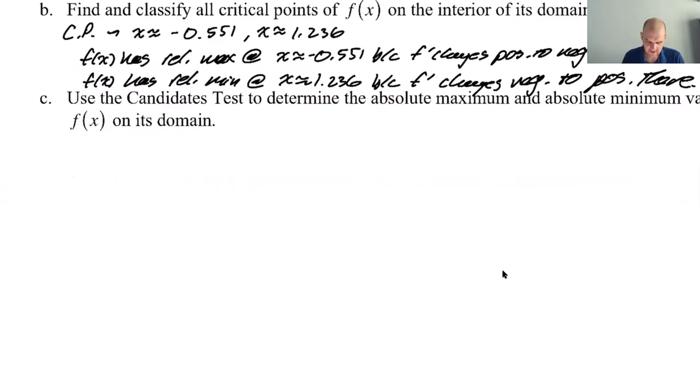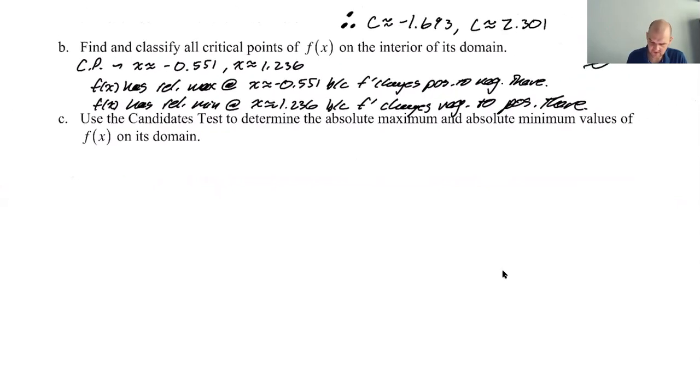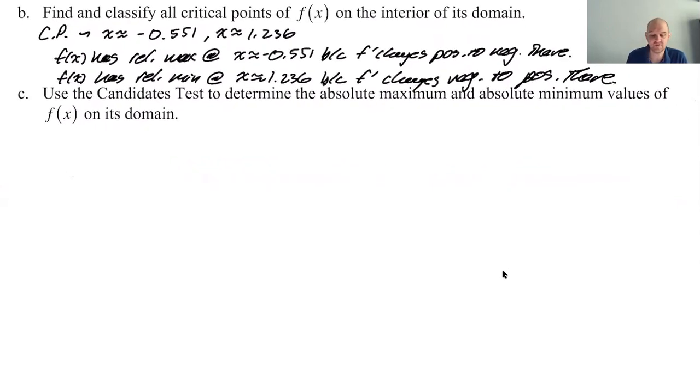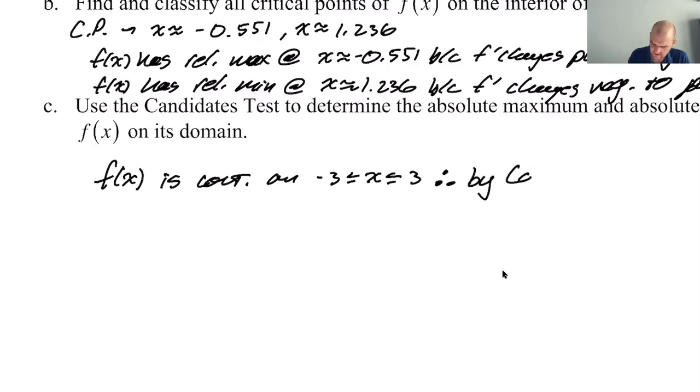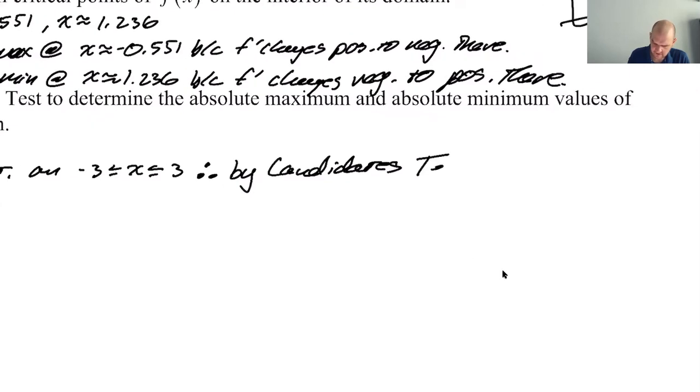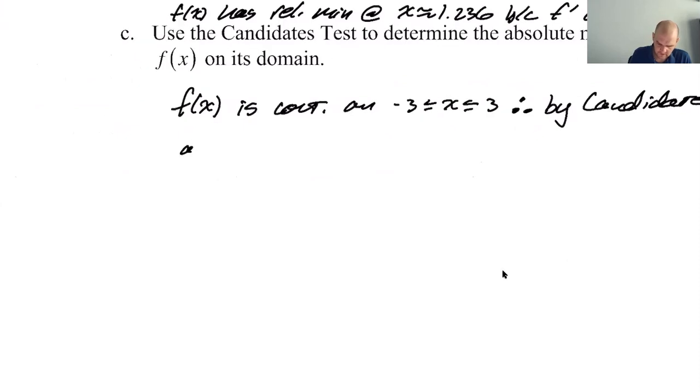All right, use the candidates test to determine the absolute maximum and absolute minimum values of f on its domain. So the domain is -3 to 3. We need to say f of x is continuous on -3 to 3. Therefore, by candidates test, I like to write this out because I think you should. Absolute max or min occurs at an endpoint or critical point. All right, and we found all of those.